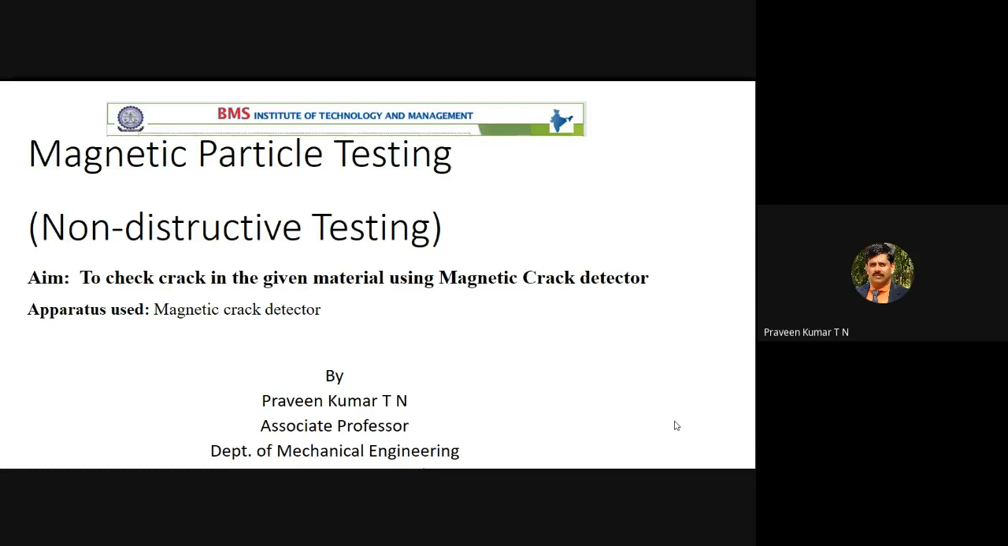Powder is not like sand powder. It's a ferromagnetic material. If a ferromagnetic powder is disturbed on the surface of the metal, then we can say that there is a defect. It's a basic concept involved in magnetic particle testing.